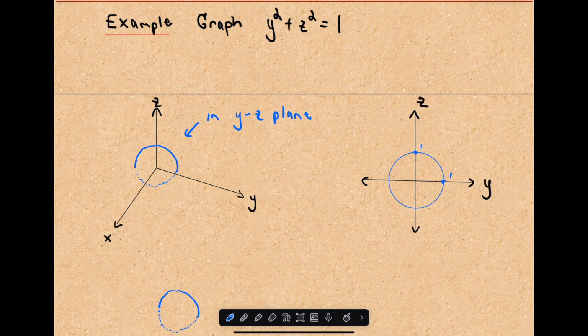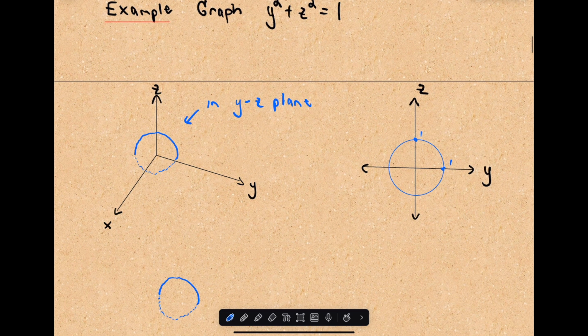Let's graph y squared plus z squared equals 1. And I'm going to use this exact same idea. Again, we want it in 3 dimensions, but I'm going to start by graphing it in 2 dimensions. If you think about y squared plus z squared equals 1, that's just going to be a circle of radius 1 in the yz plane.